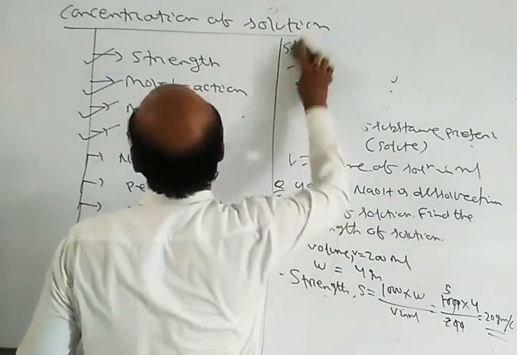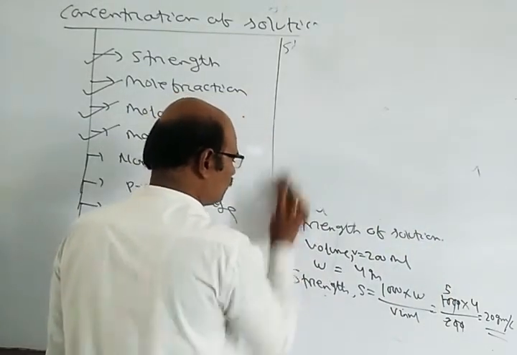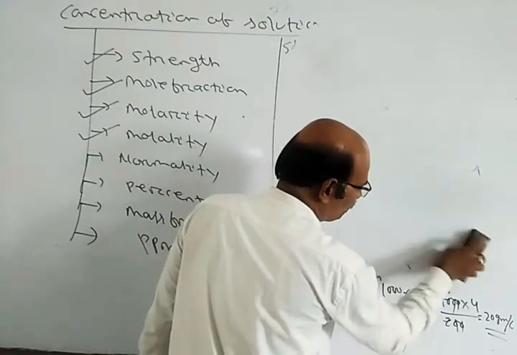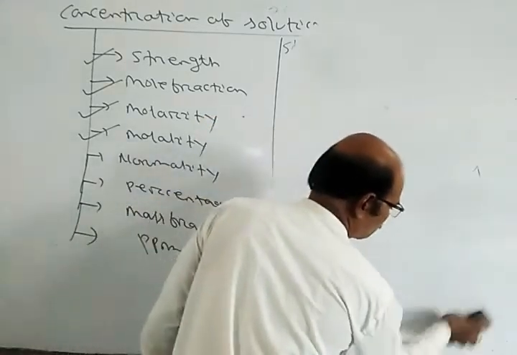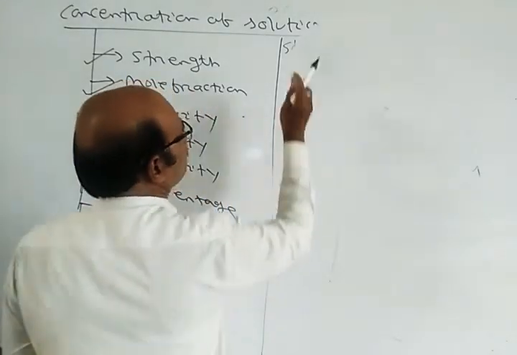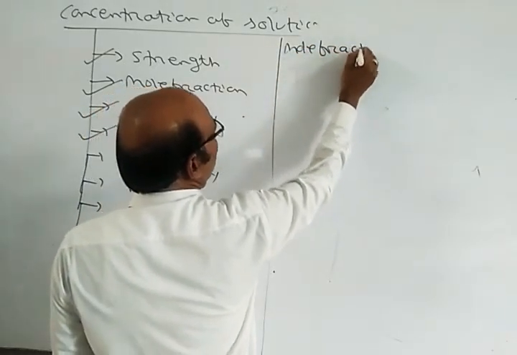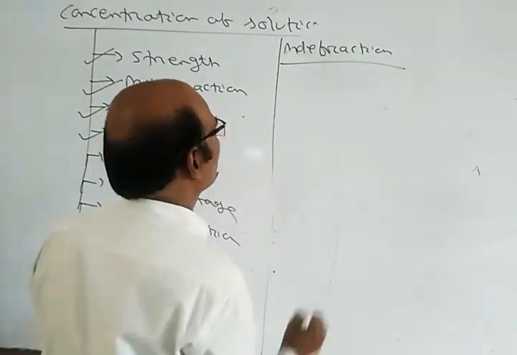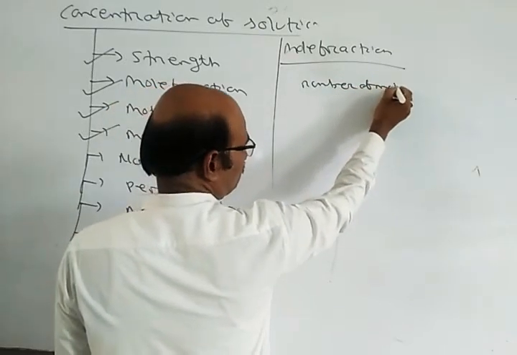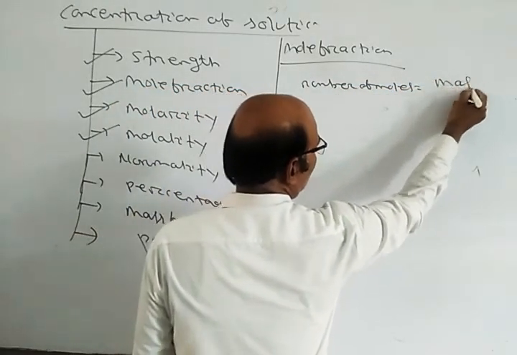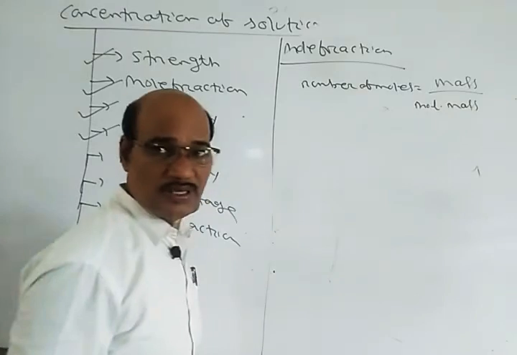So next is mole fraction. What is mole fraction? See, first of all, what is a mole? Mole is the weight of substance by molecular mass. Okay, see, first of all, number of moles is equal to mass by molar mass. Okay, mass by molar mass.